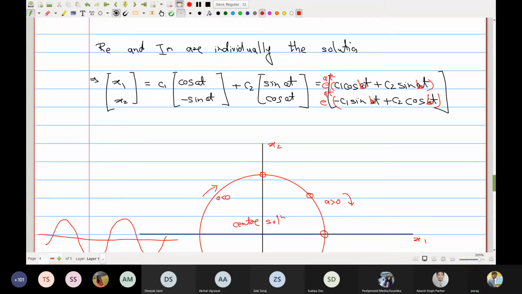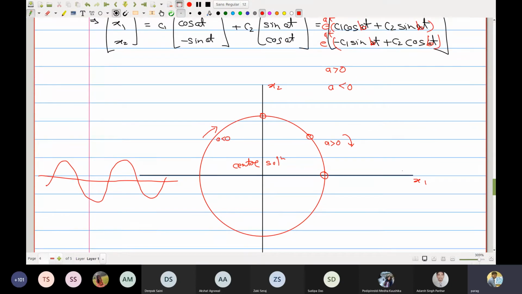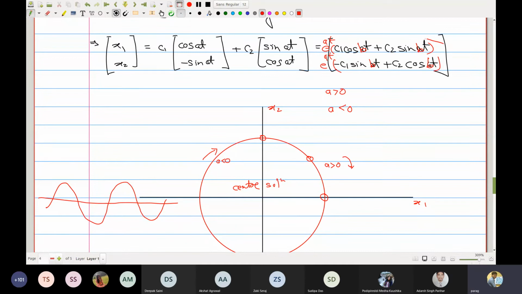Now we need to take two cases, when A is greater than 0 and when A is less than 0. When A was equal to 0, you had a circular or a center solution. The wave just propagated without changing its amplitude or its time period. You just get periodic solutions perfectly in time. But now this portion will be augmented by e to the power At, and A can be greater than 0 or less than 0.